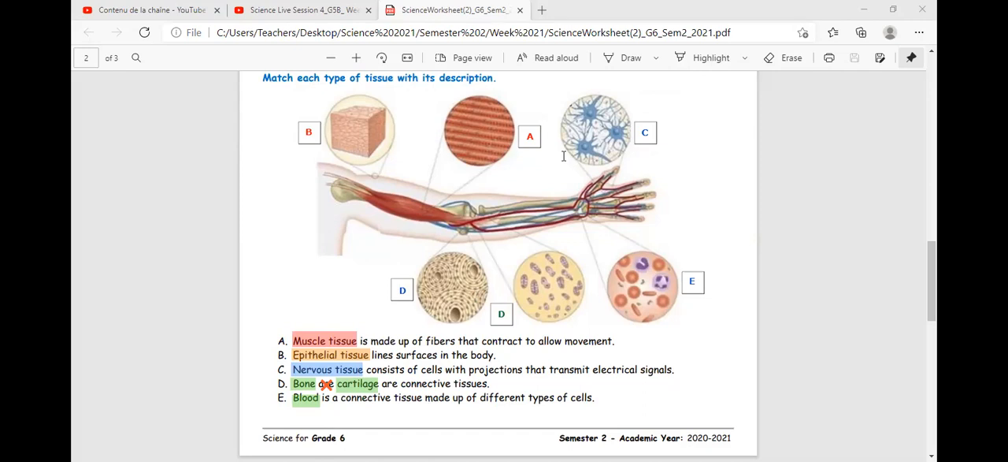Inside the body, we have 4 main types of tissues: muscular tissue, epithelial tissue, nervous tissue, and blood tissue, and of course connective tissues. Blood, bone and cartilage are connective tissues, because they are found in the whole body. These are connective tissues.